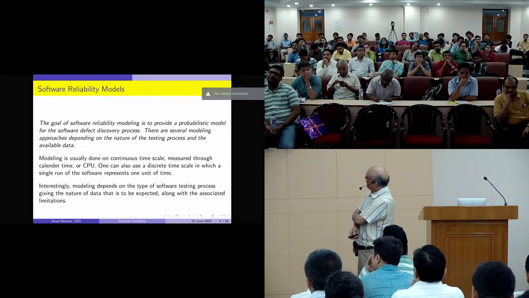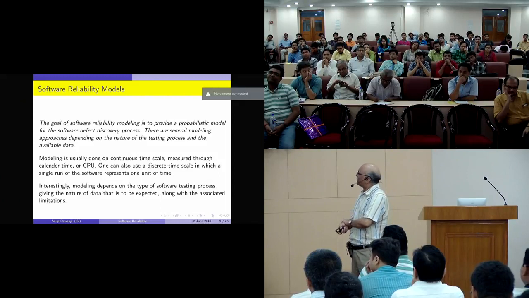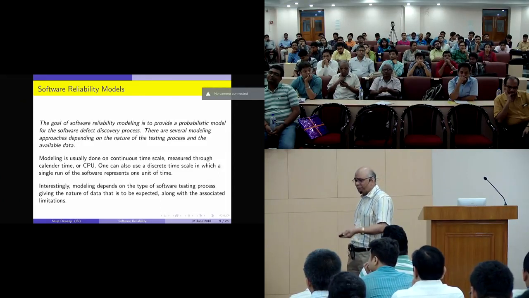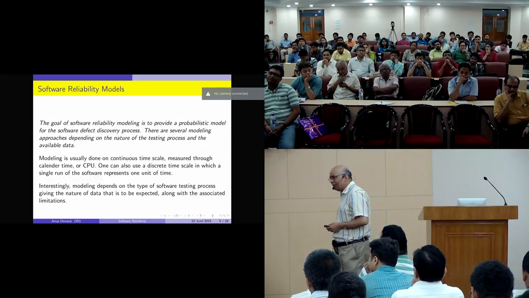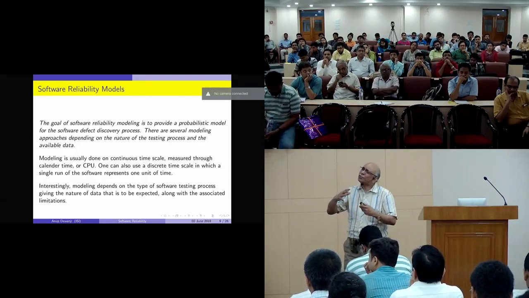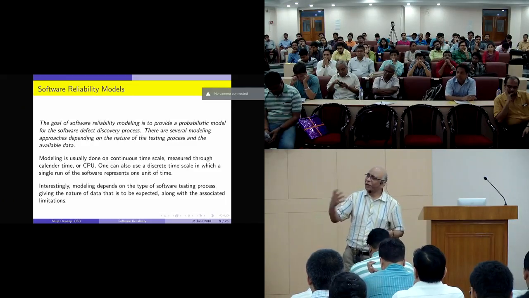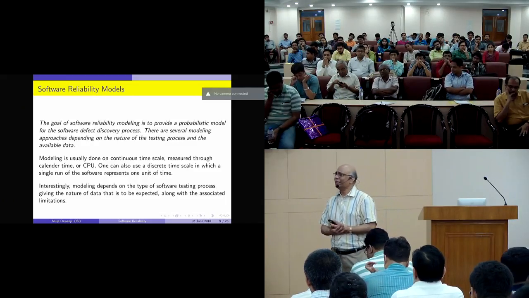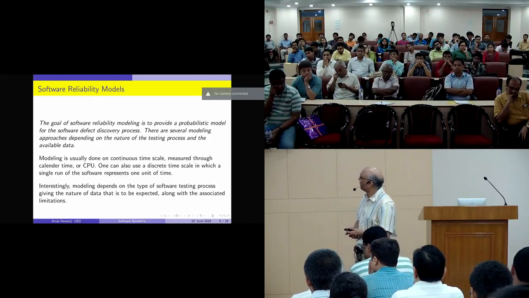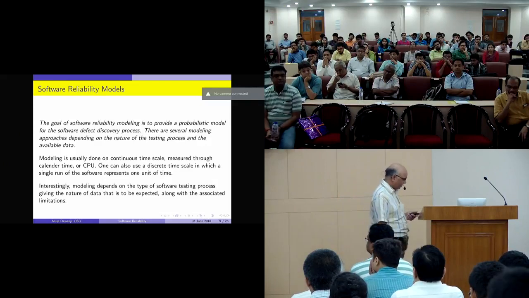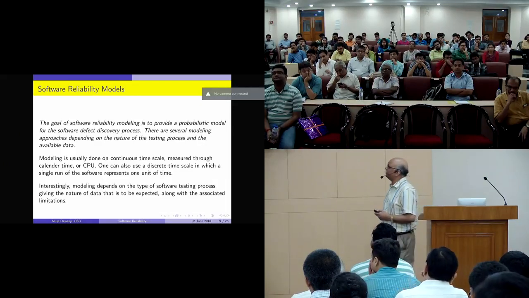But modeling usually depends on the kind of data that is to be expected. Like for user-driven testing data, the modeling has to be different, because I said the inherent problem of not knowing the amount of uses, not knowing the denominator, is a big challenge. So there are some limitations also which one has to look into.